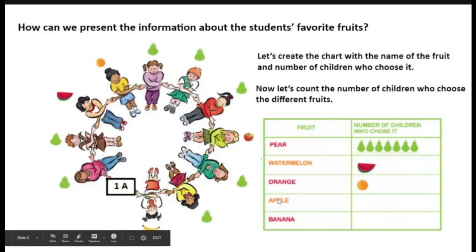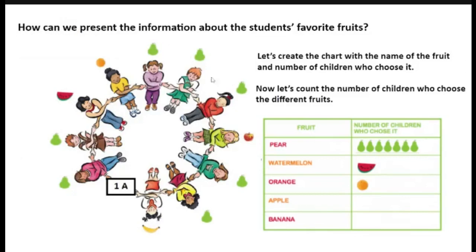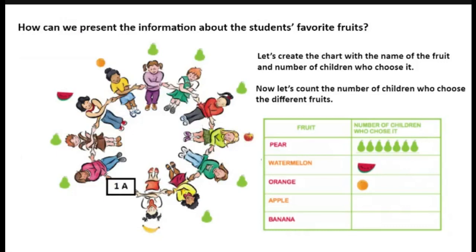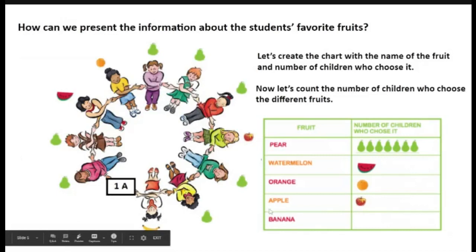Now apple. How many students like apple? Let's look at the pictures. Only 1 student likes apple. So we draw 1 apple. And now how many students like banana? Let's look at the pictures. Only 1 student likes banana. So let's draw 1 banana. So we presented the information about students' favorite fruits.